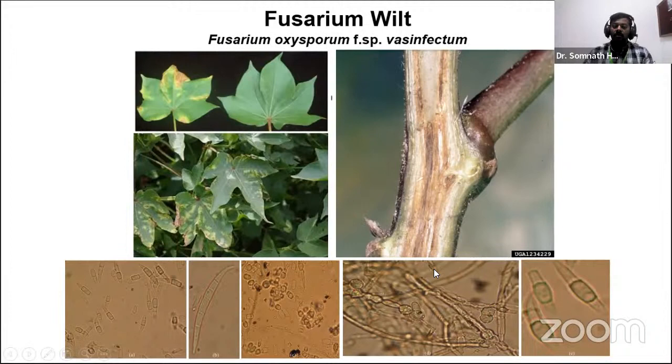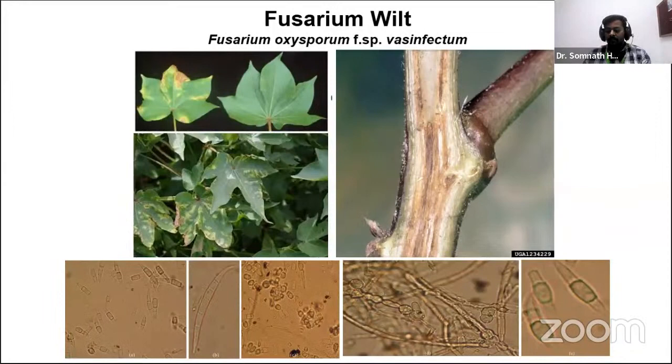These are the symptoms which appear on the leaves. Leaves get curled, leaves get necrosis from the border, and intervenal areas become yellow. These are the symptoms of the Fusarium wilt, which is caused by Fusarium oxysporum f. sp. vasinfectum.